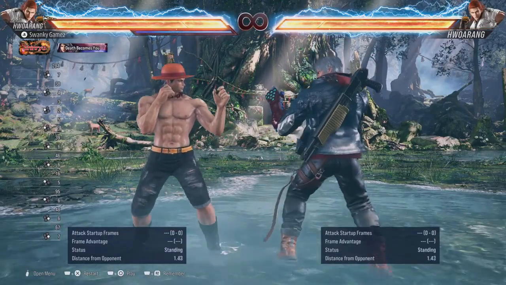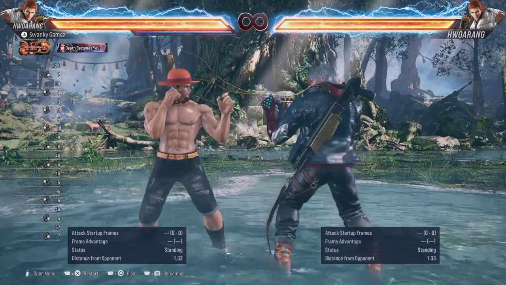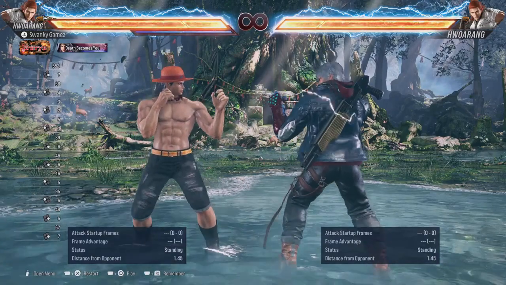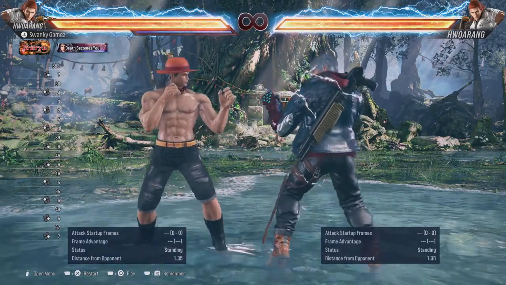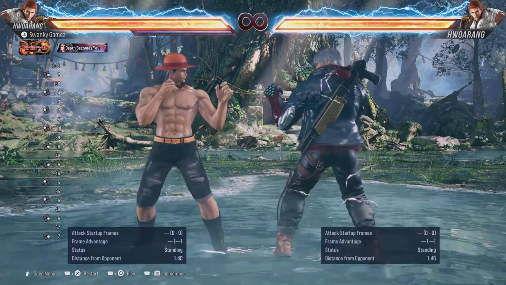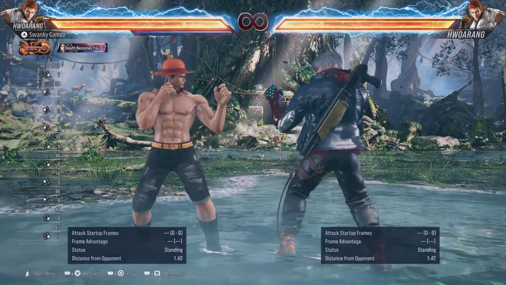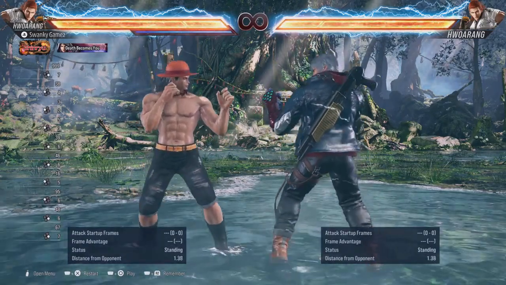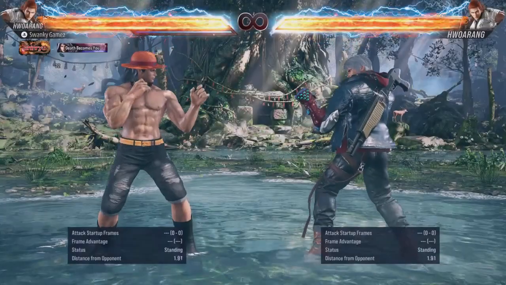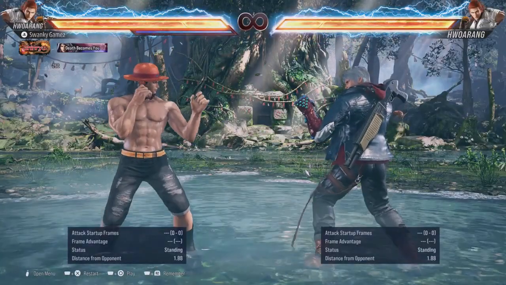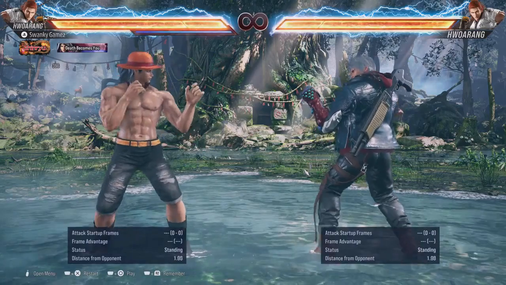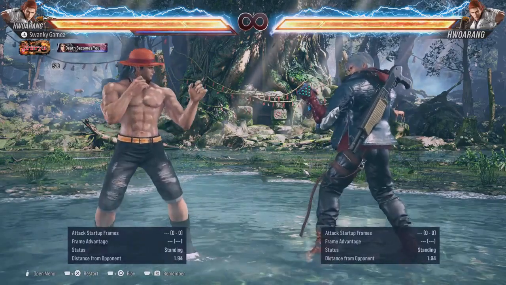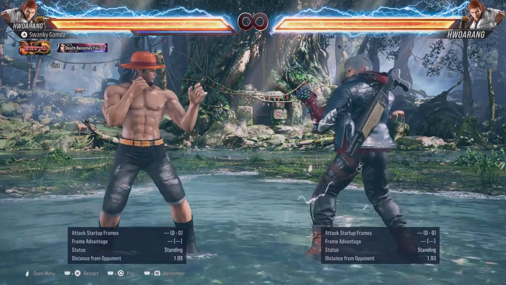So that's something to keep in mind. As you guys can see in the first exchange, the Hwoarang to the right was able to get out his second jab before the one to the left. But in the second one, the one on the left was able to win that exchange. So that's something to start getting the concept of if you don't know much about frame data.